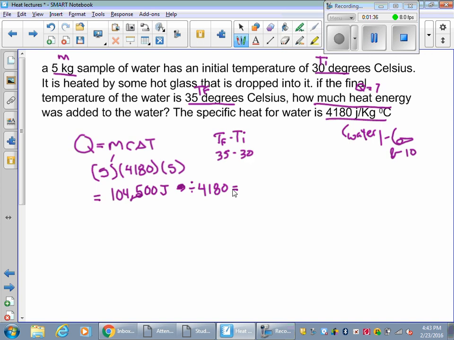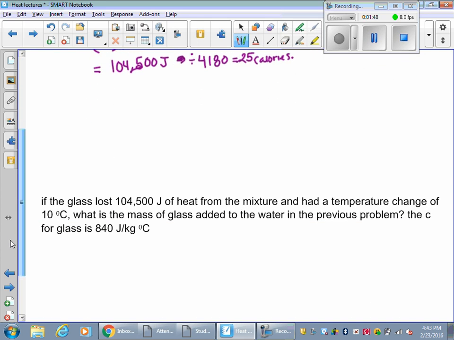That's cool, right? This would be 25 calories. You don't have to worry about calories, but this is just in case you were interested. Okay, you can figure out how much food it would take to actually heat this water up like that. Okay, this is what happens in your body. It creates heat energy. All right, let's move down.